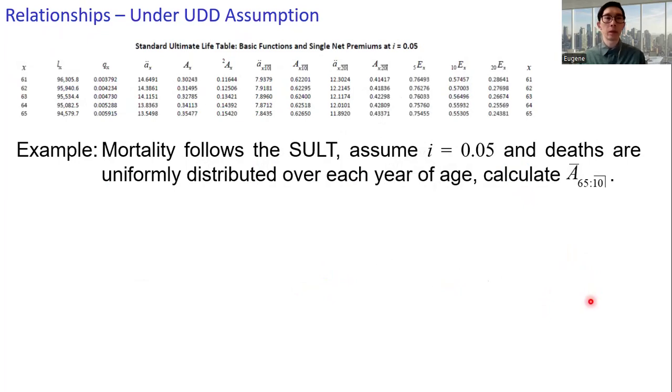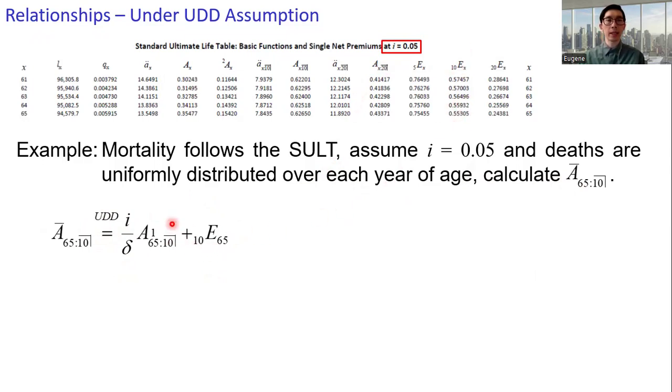An illustration. Suppose the mortality follows the life table given here, and assume that the interest rate is 5%. Deaths are uniformly distributed over each year of age. Calculate the 10-year endowment insurance for the continuous case at age 65. All right, we have this relationship. We need to get the 10-year 65. The 10-year 65 is given in this column.